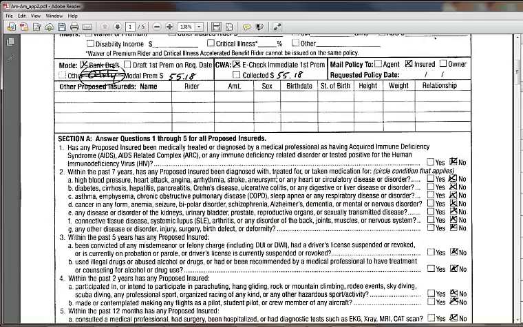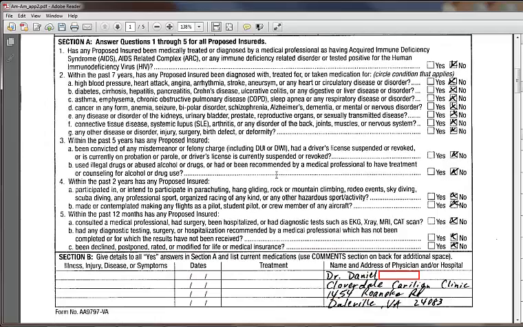Let's see, another one that is good to keep in mind. This question 5A, in the last 12 months, has a proposed insured consulted a medical professional. This one is not a bad one to put yes to. It's actually a really good one to put yes to. The underwriters really like to see people going to their doctor at least once a year. So if they visited their doctor in the last 12 months, you want to put yes there.